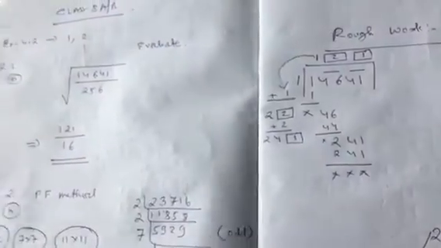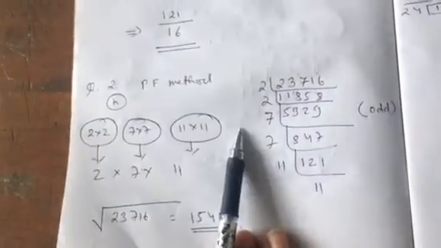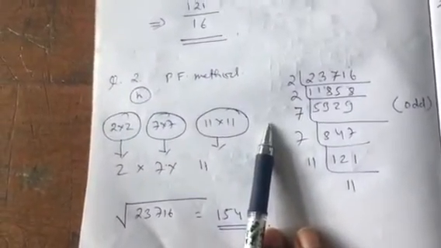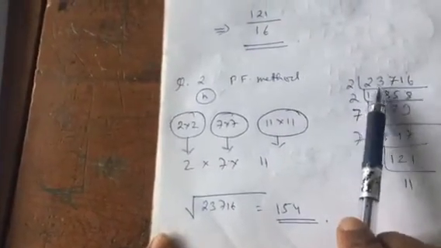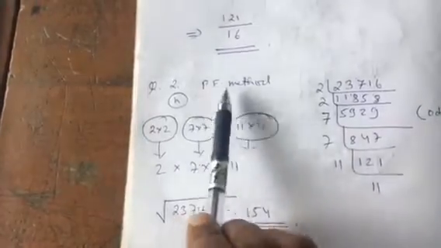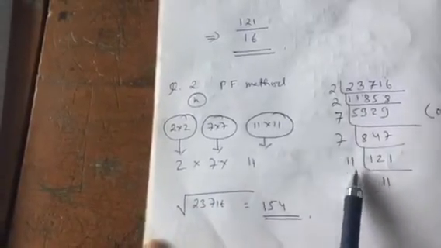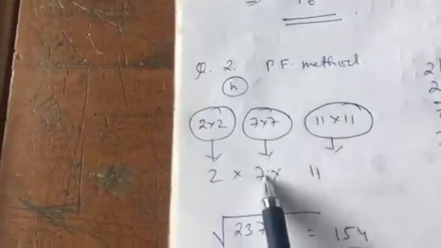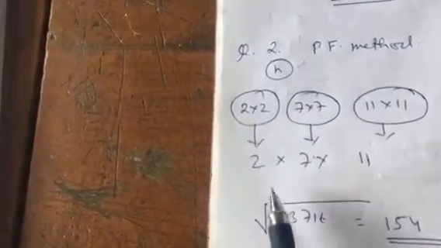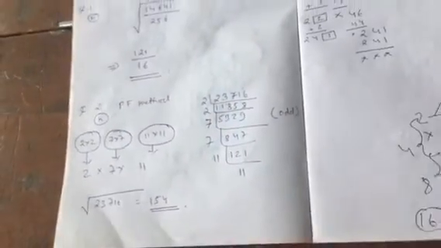Similarly, one more question with the prime factorization method is given, as you can see here, for question number 2H of your book. They have asked me to find the square root of 23716, which I have done with the PF method, the prime factorization method. Here you can see 2 into 2 into 7 into 7 into 11 into 11. So these two 11s are a pair, they come out, these two 7s are a pair, they come out, and these two 2s are a pair, they come out. So 2 7s are 14 into 11 is 154. So this is how you do exercise 4.2, especially question number 1 and 2 all.